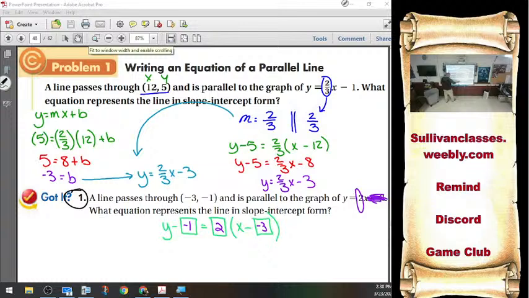Then, add the opposite, distribute, that's 2x plus 6, subtract 1. Done. These do not take a lot of work, but you got to know what you're doing. Okay?